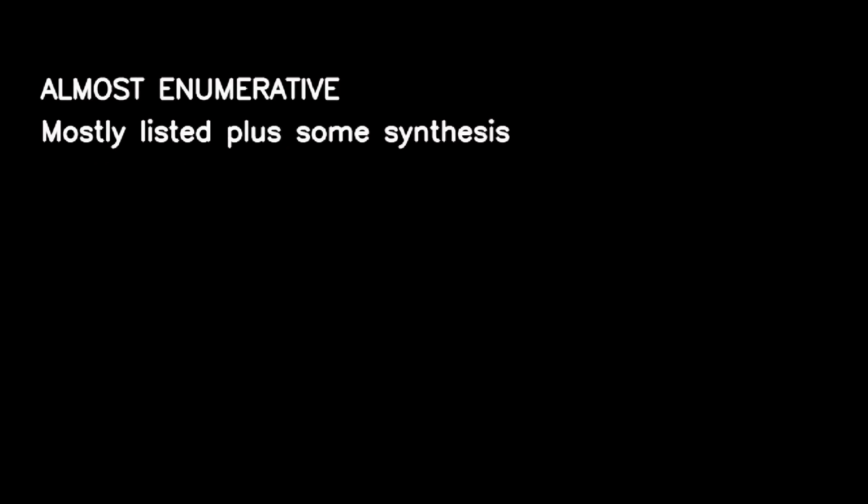Next is almost enumerative classification. This system is similar to purely enumerative, but it introduces a small improvement. Here, most subjects are already listed, but some new subjects can be created using additional tables. Features are a large pre-listed schedule, limited flexibility, and some use of synthesis. Example, we have Dewey Decimal Classification. So, compared to purely enumerative, this system is slightly more flexible.